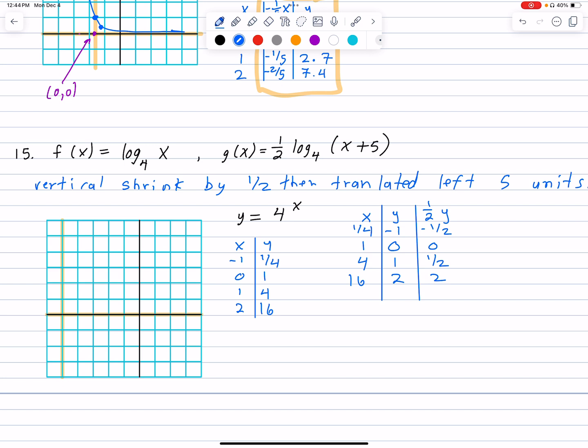Let's see what we got. Okay, this looks good. Okay, let's make our table. So remember, when we go to do this one, I'm going to use this column and this column. So I've got the point 1/4, -1/2. So that's maybe here. Then I've got the point 1, 0, which is there. Then I've got the point 4, 1/2, which is maybe there.